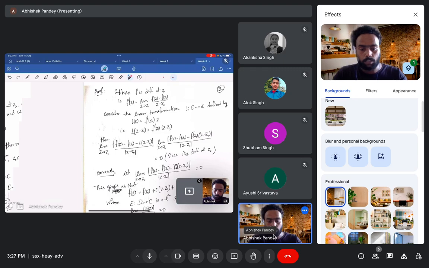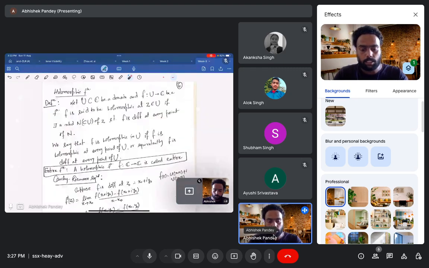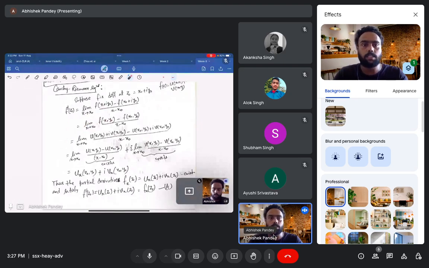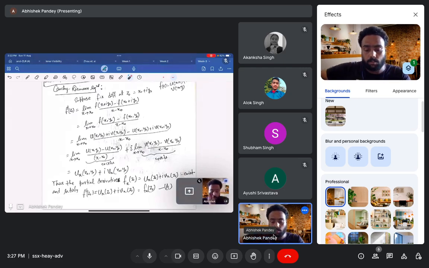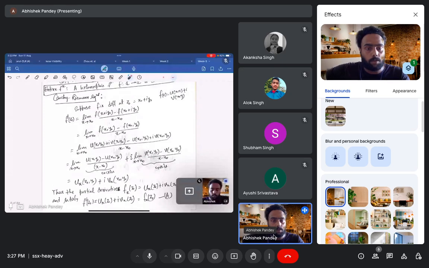So this will be nothing but limit x tends to x naught of f of x comma y naught, you can just consider it is in R2, minus f of x naught comma y naught upon x minus x naught. Now let us say f z is u of x comma y plus i v of x comma y. Then you can write it as limit x tends to x naught of u of x comma y naught plus i v of x comma y naught minus u of x naught comma y naught plus i v of x naught comma y naught upon x minus x naught.